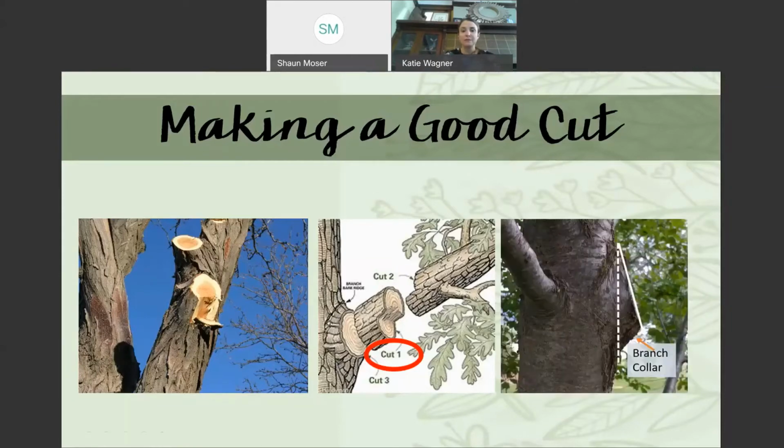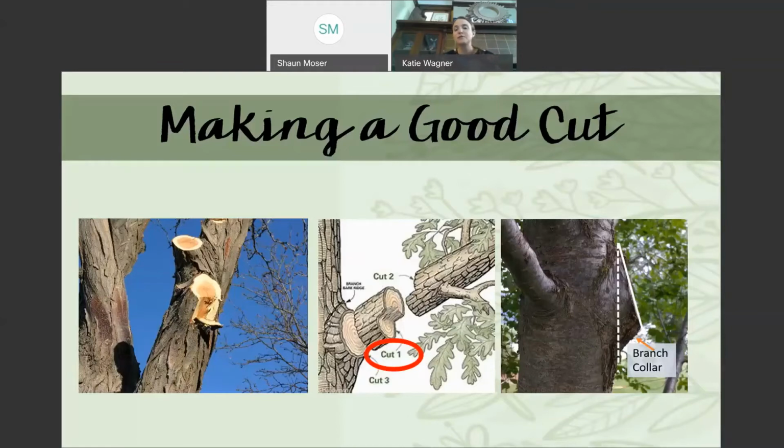So cut 1 is underneath, about 6 to 12 inches out. Cut 2 is just to remove that weight further down. And then cut 3, we are doing right next to the leader or next to the trunk. But we're doing it outside of what we call the branch bark ridge, which is the top portion, and the branch collar. It's a natural swelling point. It's the transition between trunk tissue and branch tissue. And we want to keep it just outside. It's slightly angled upward, as you can see, at a slight angle.